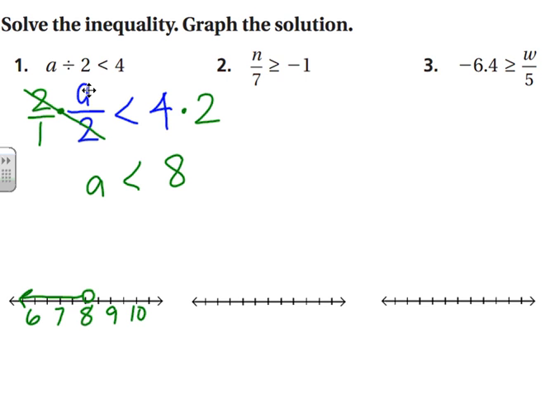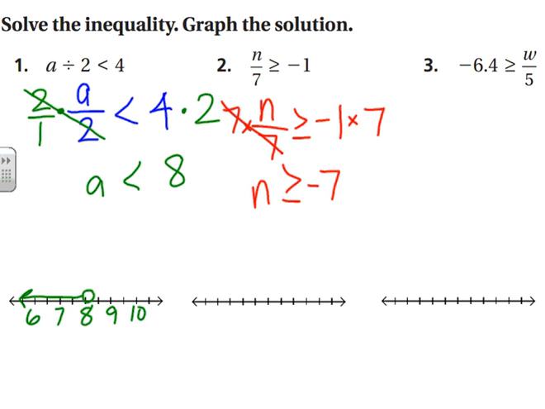All right, number 2, I want you to rewrite it so you have plenty of room to solve it. So we have n divided by 7 is greater than or equal to negative 1. So we're going to multiply by positive 7 on each side. Okay, 7 divided by 7 is 1, so we get 1n is greater than or equal to negative 7. And I multiplied by a positive, so I don't need to worry about flipping any of the signs.